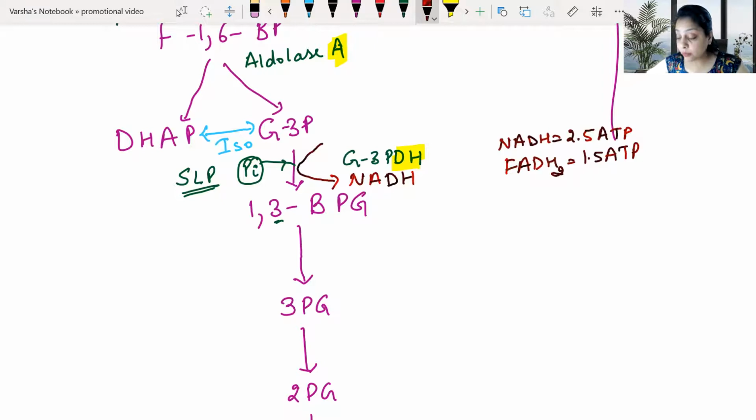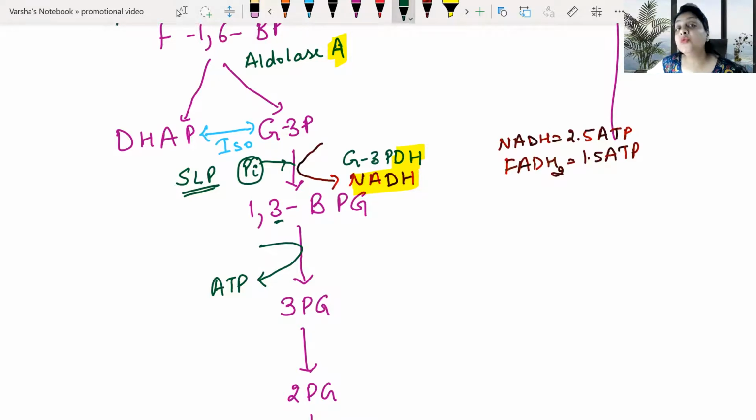Okay, so you have 1,3-BPG, and you are releasing NADH. That is the first energy product that you see. Now 1,3-BPG gets converted into 3-PG. One phosphate is being removed from here, and when you remove it, you release ATP. This is the first ATP you see here.